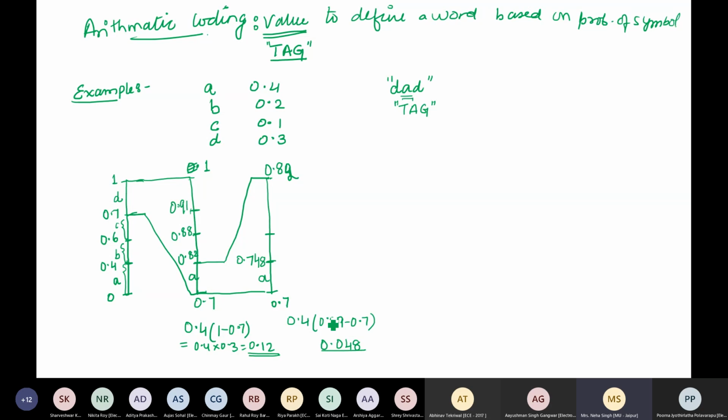That is 0.6 times the difference. So the difference was 0.12. This is 0.82. So the difference was 0.82. 0.82 into 0.6 is 0.072. So this would be 0.772. So any value between 0.748 to 0.772 will be the code for DAB. I want the code for DAD.